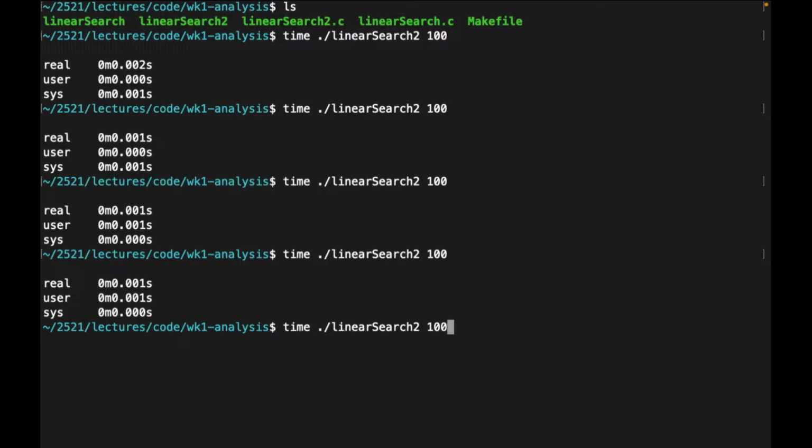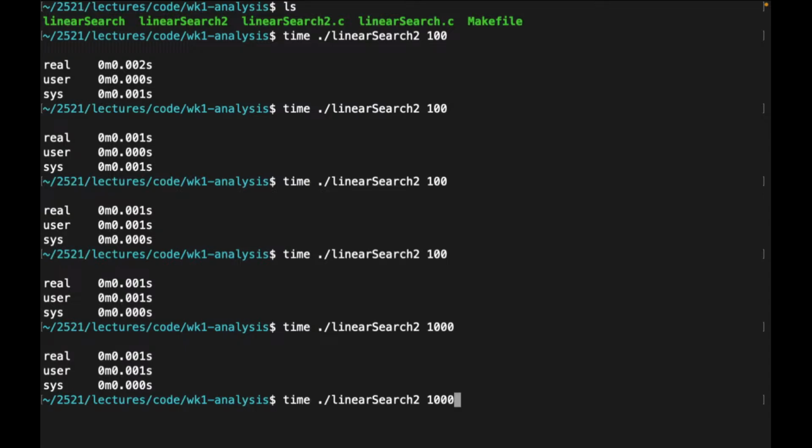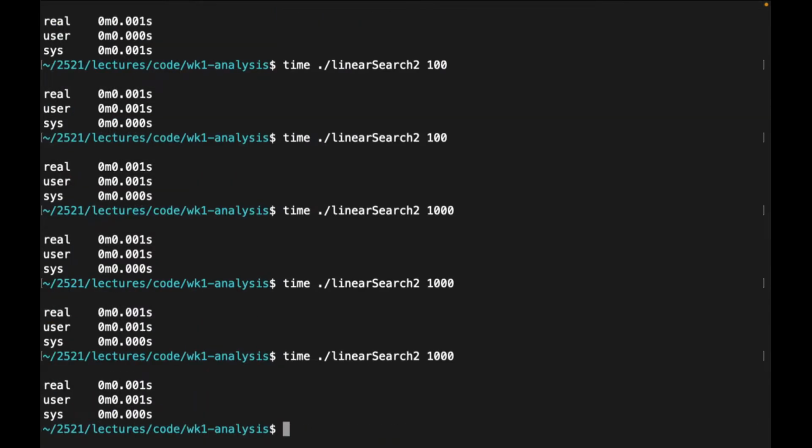So let's bump up the input size a little bit. Let's try 1,000. Well, it's still very fast with 1,000 elements, so let's try 10,000. It's still very fast, so let's try 100,000. It's still very fast, computers are very fast, and let's try a million. It's still very fast. Let's try 10 million.